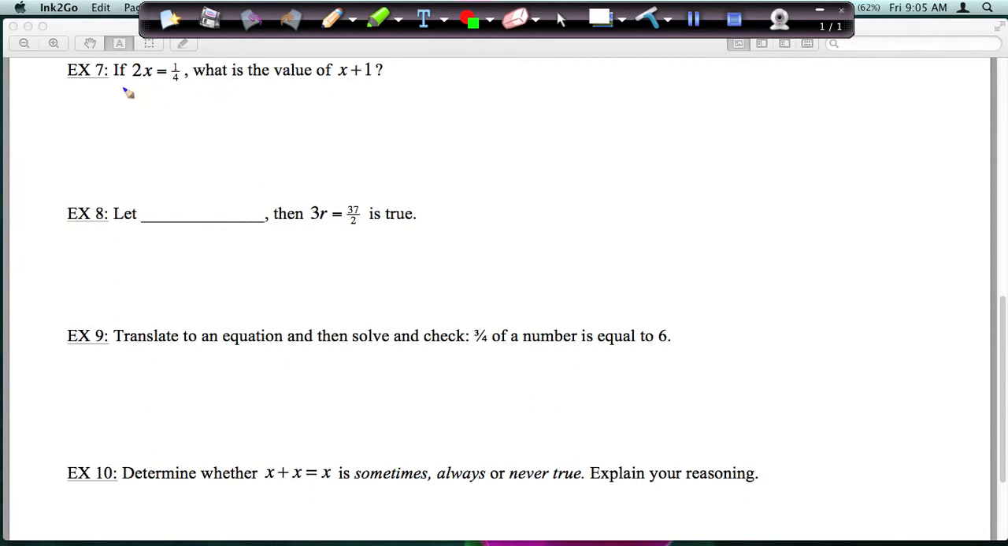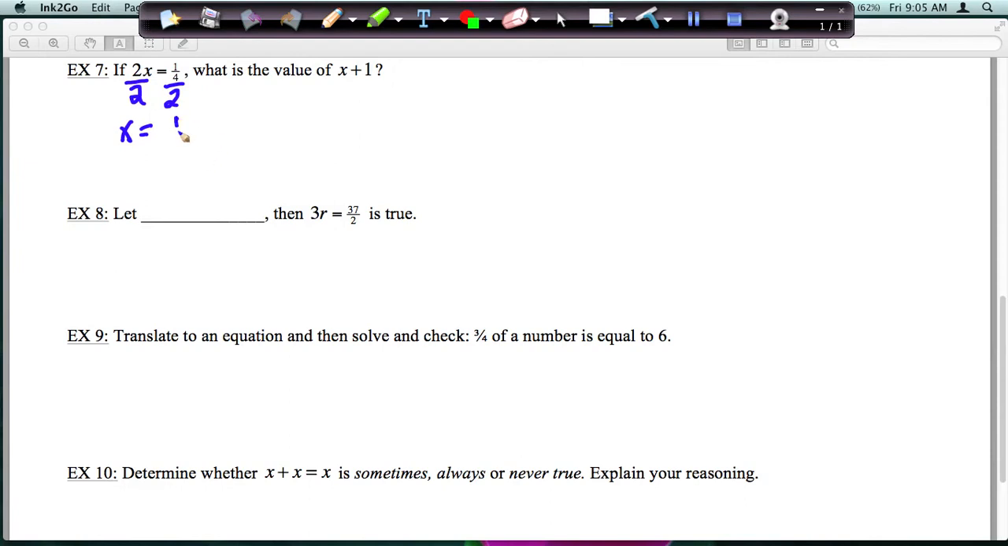So in order to get x by itself, this is 2 times x. The opposite of multiplication is division. So I'm going to divide both sides by 2. And I get x equals 1/4 divided by 2, which is the same thing as 1/4 times a half. I'll go ahead and write this.